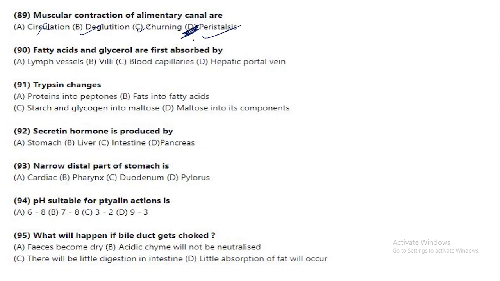Fatty acids and glycerol are first absorbed by the lymph vessels, or rather the lacteals. Okay, fine. Trypsin, not the villi. Oh, I'm sorry. I just thought it is villi, absorbed by villi and then taken by the lymph vessels, which is the lacteal part of it. Please pardon this one. Yes, it is the villi.